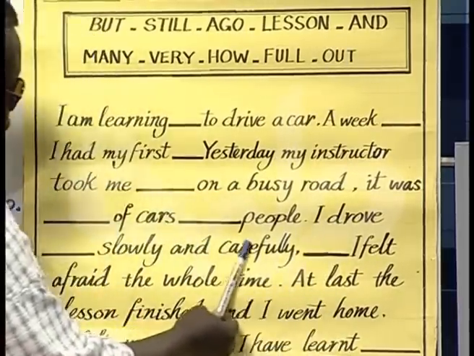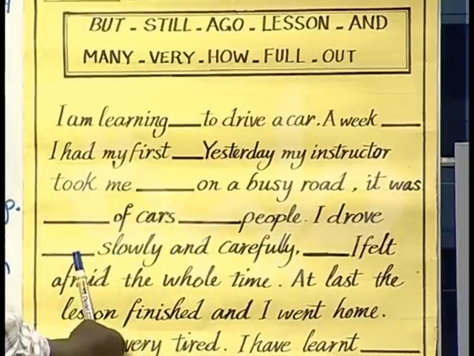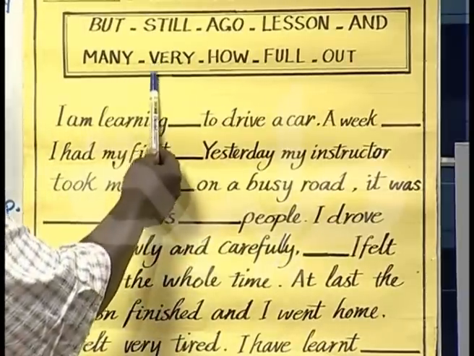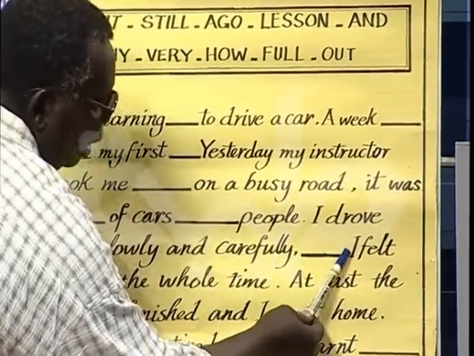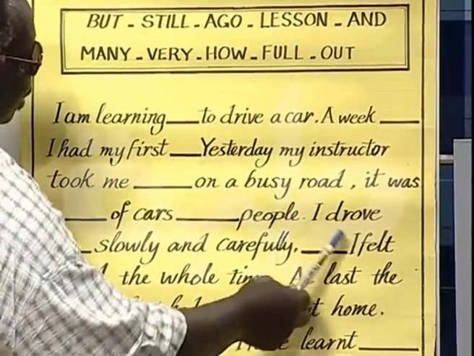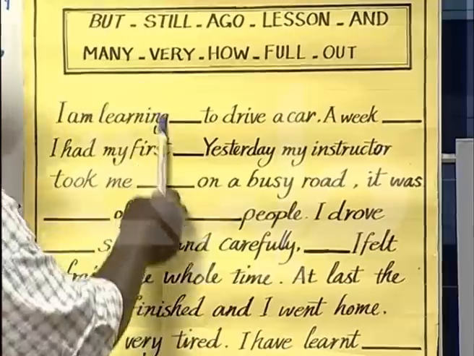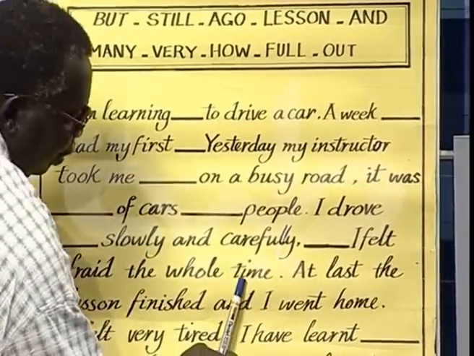I drove dash slowly and carefully. I'm sure you can tell it. I drove very slowly and carefully. Dash I felt afraid. Here there is contrast, تناقض. But, the first one. But I felt afraid the whole time, طول الوقت.